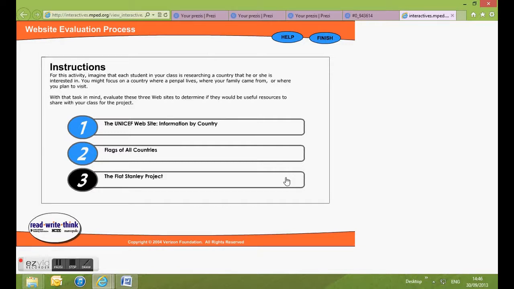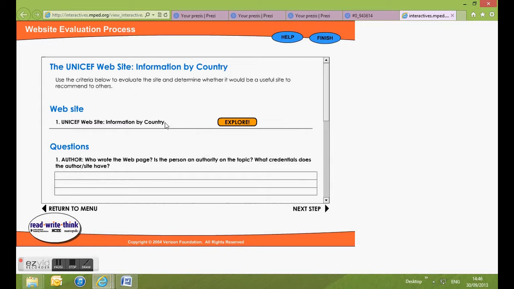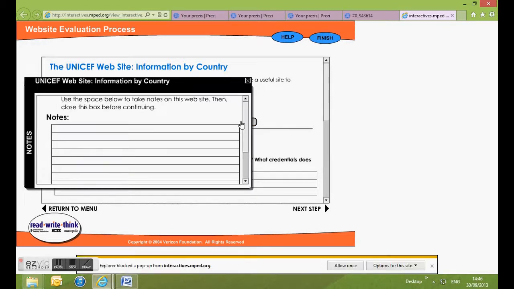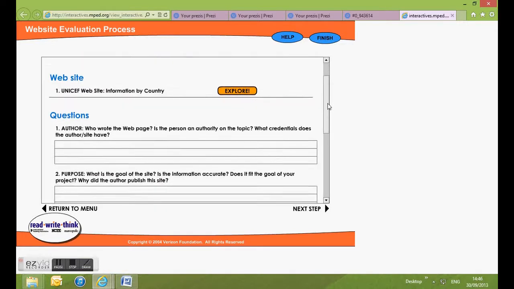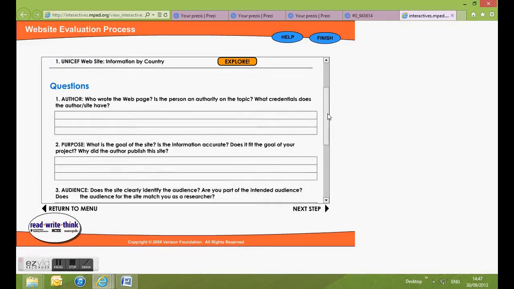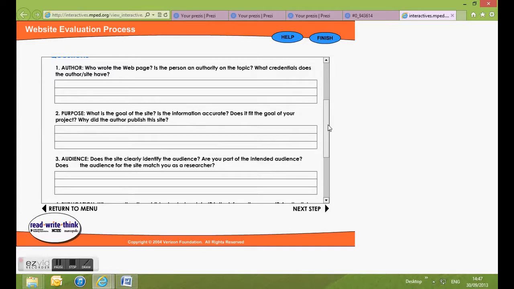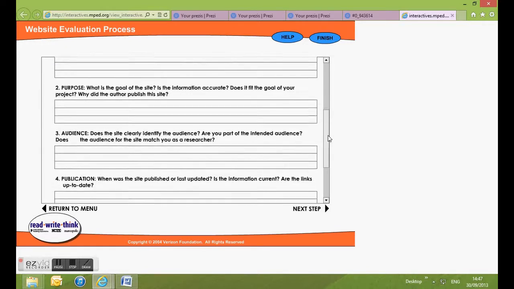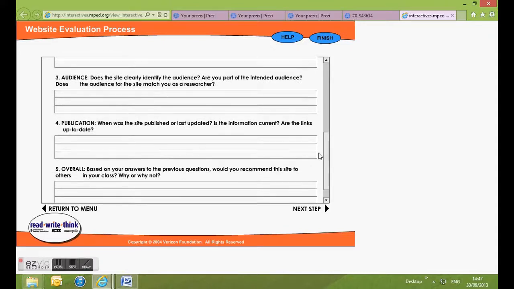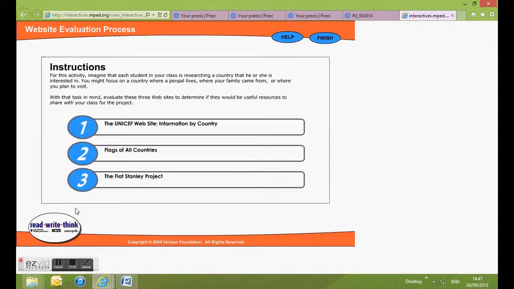Use the Explore button to take notes of each website to evaluate, and then scroll down to answer the questions based on their evaluation components. Also recommend if you would use this website based on your findings for others to use for their research. Print out your responses for class feedback. Finally, have fun and start practicing.